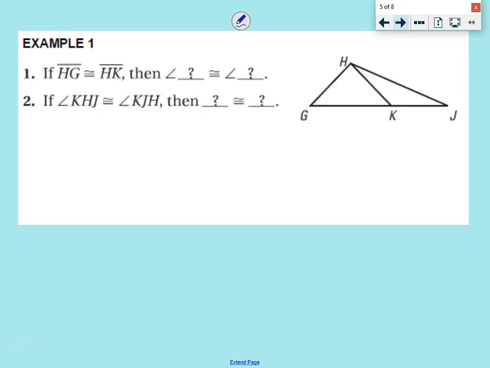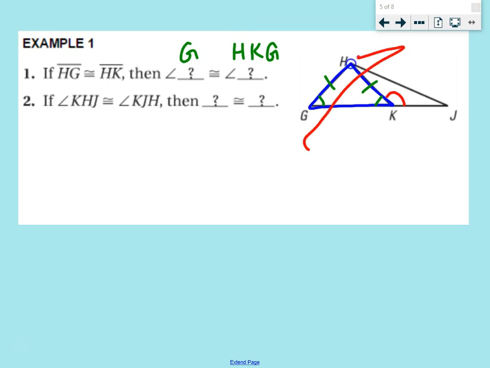Example 1. If HG is congruent to HK, so right here we're looking at this triangle. So if HG is congruent to HK, then we could say that angle G is congruent to angle HKG, because we want to make sure we're talking about that angle, not this angle. So if we just put angle K, it wouldn't work because there are two angles at the vertex K.